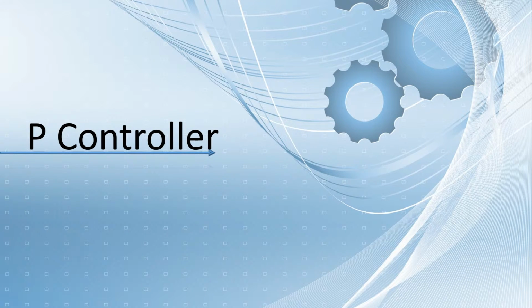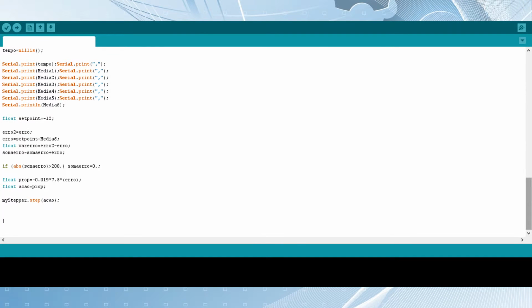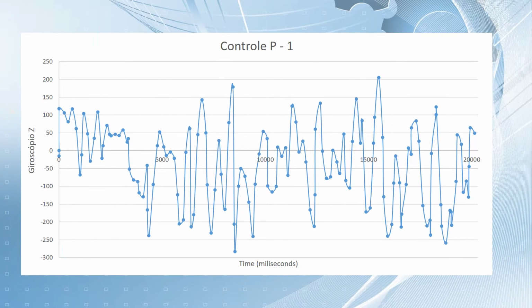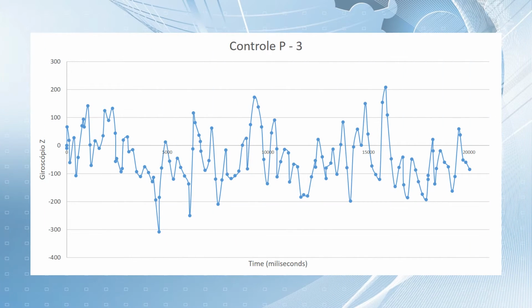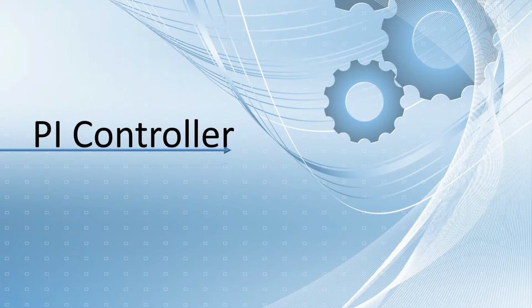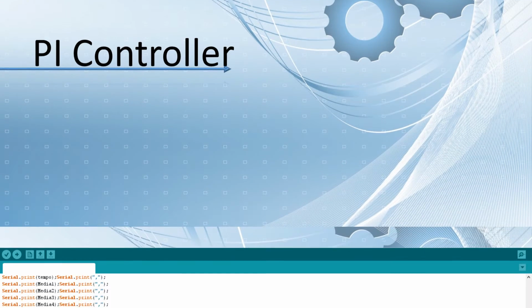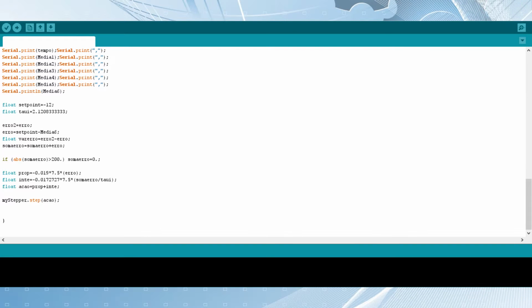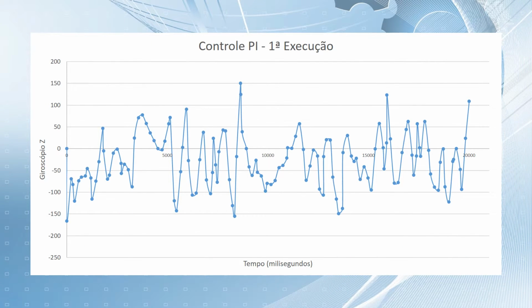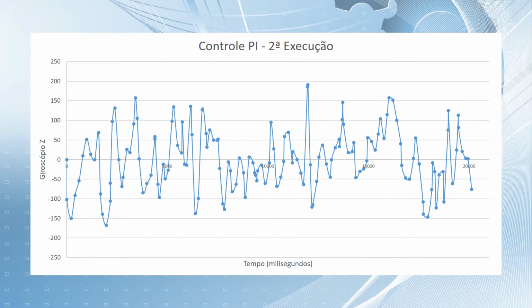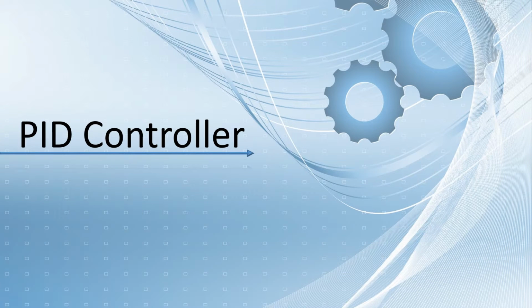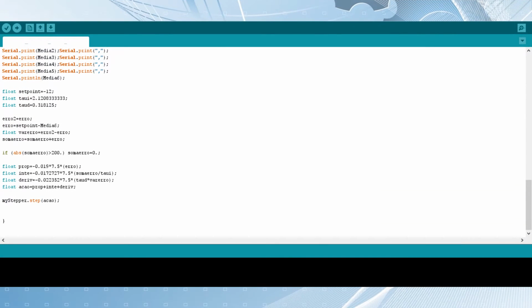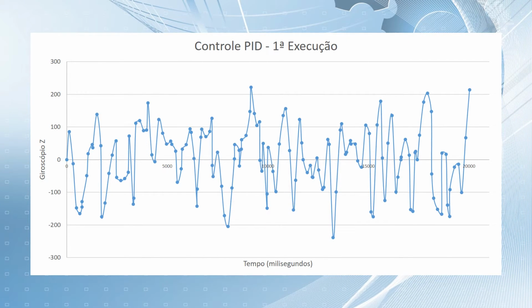PID controller. This is the code used on the PID controller, and these are the three tests made. PI controller. This is the code used on the PI controller, and these are the three tests made. PID controller. This is the code used on the PID controller and these are also the three tests made.